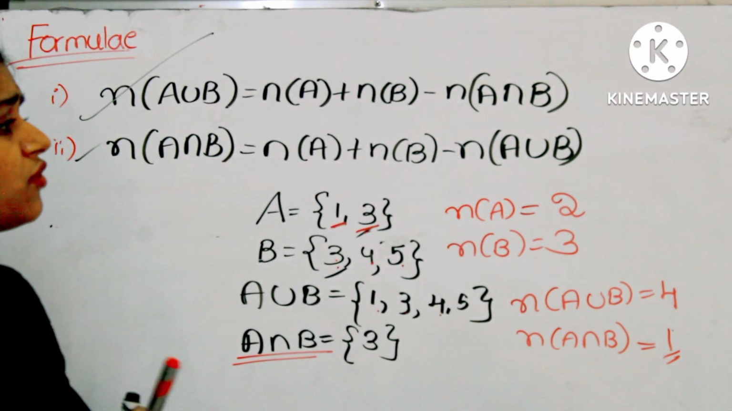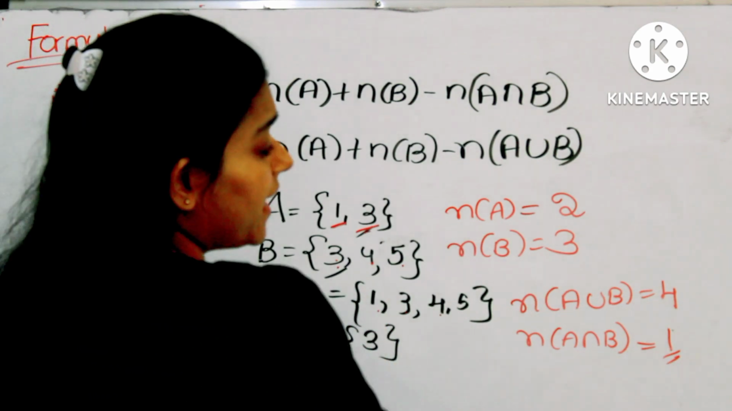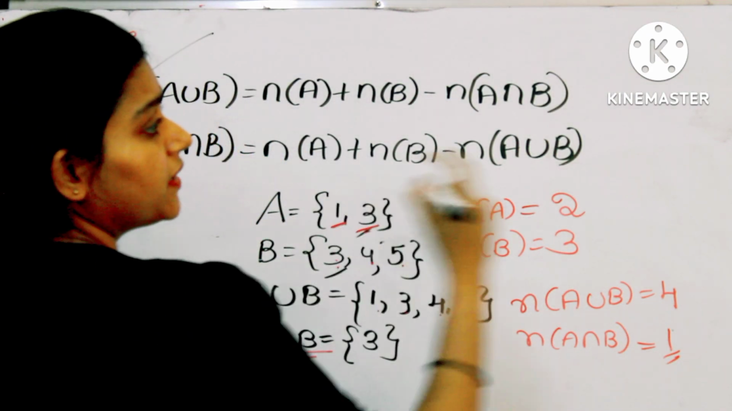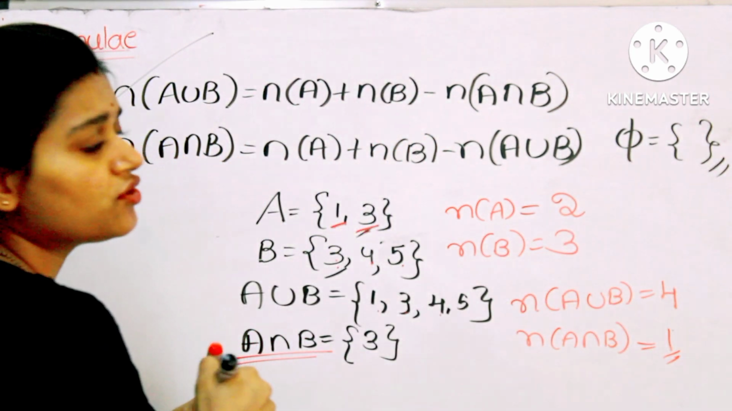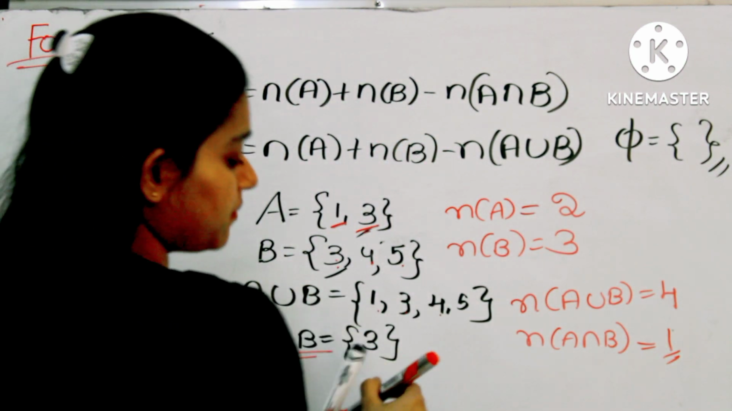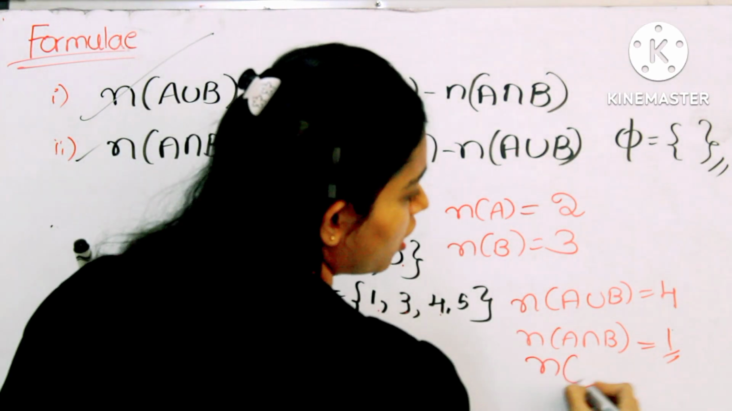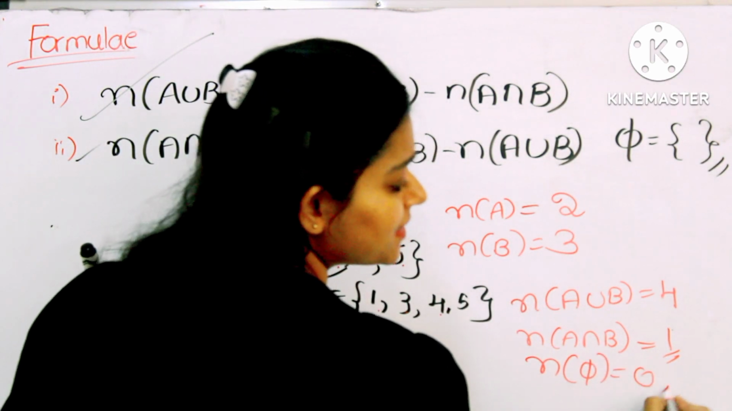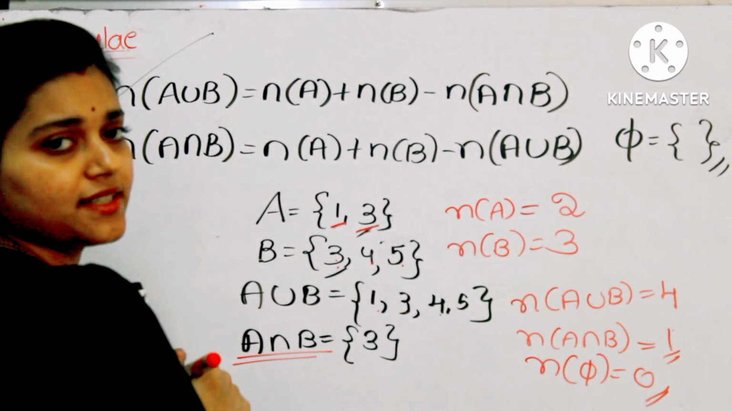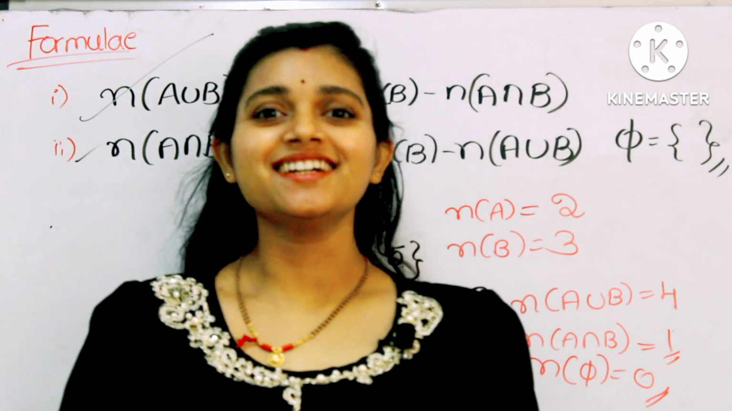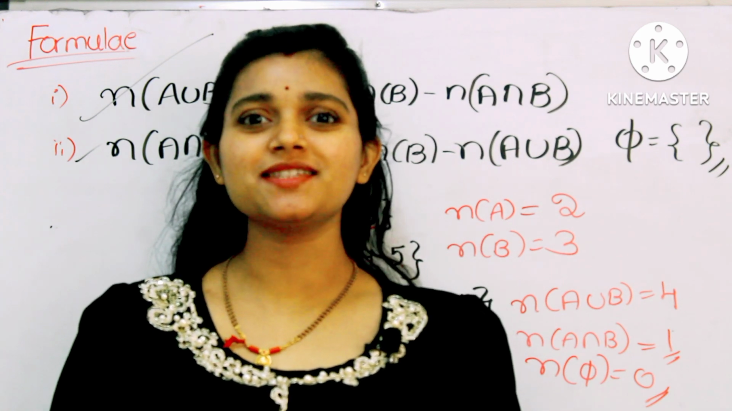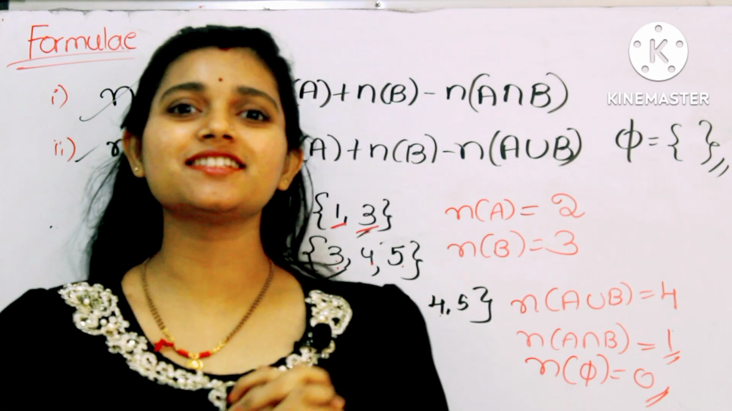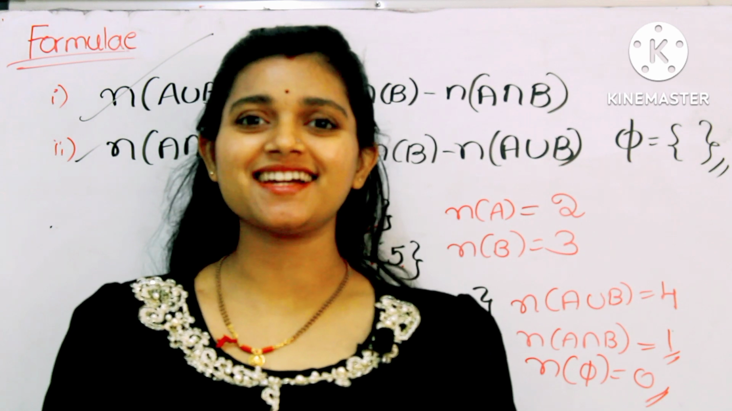Then what is the number of elements in the empty set? Empty set you can write like this, correct? There is no element, so you have to write n of null set is equal to 0. Number of elements in null set is 0. Here ends the sets chapter. Next we will go to exercise problems, and there we will solve all these practical problems.